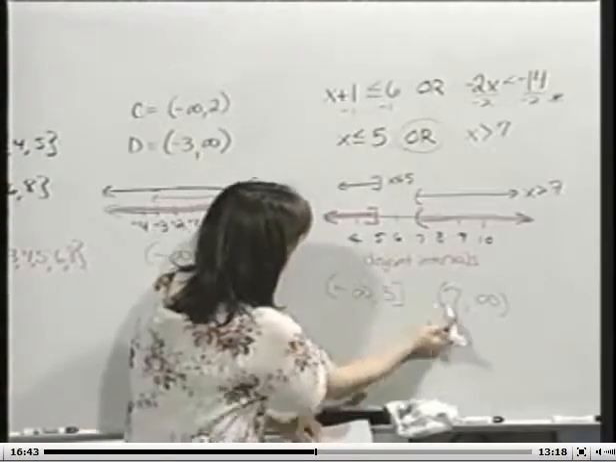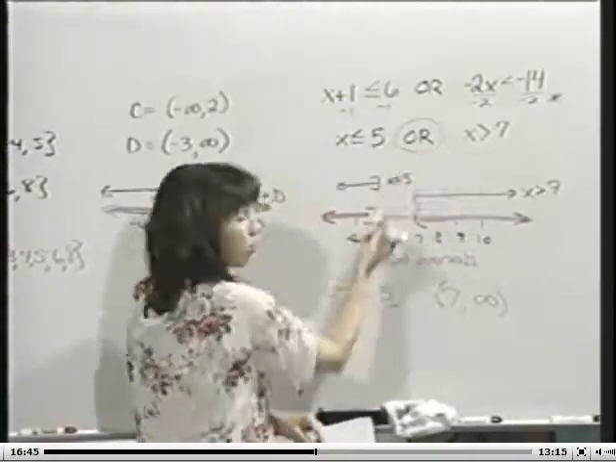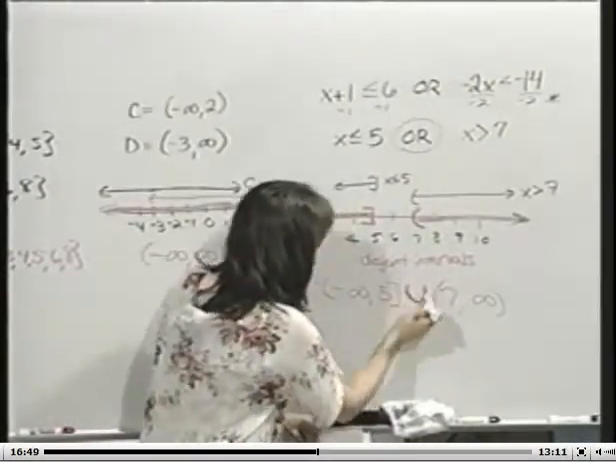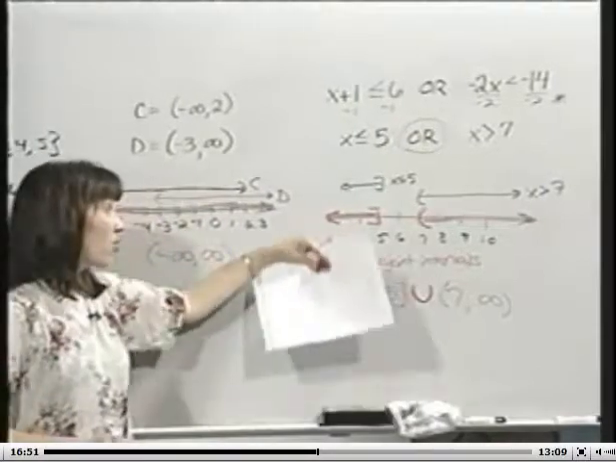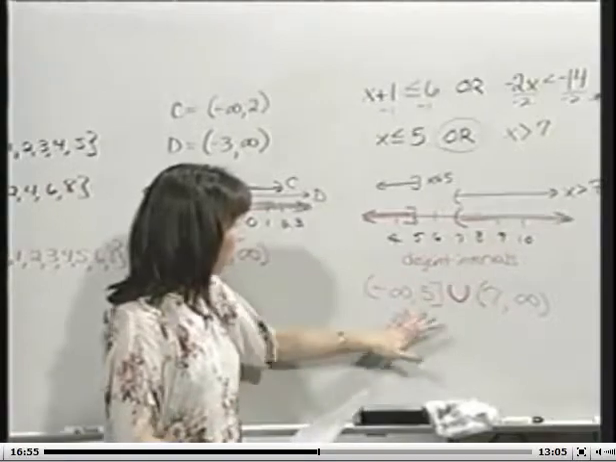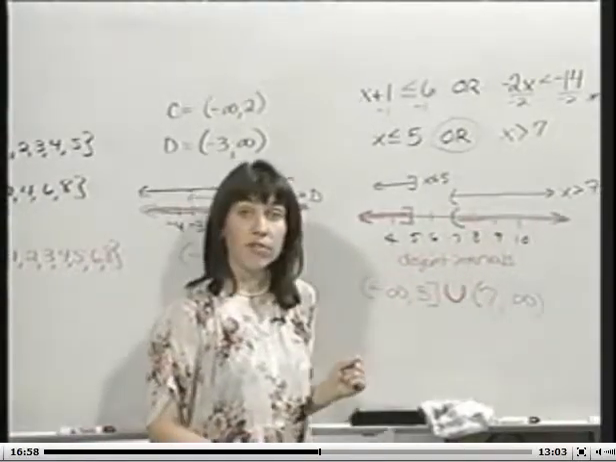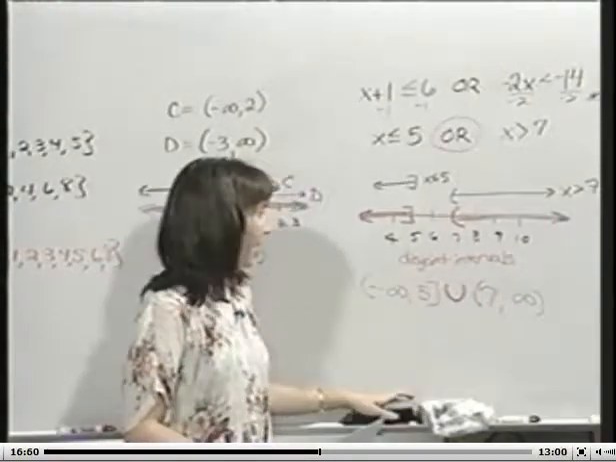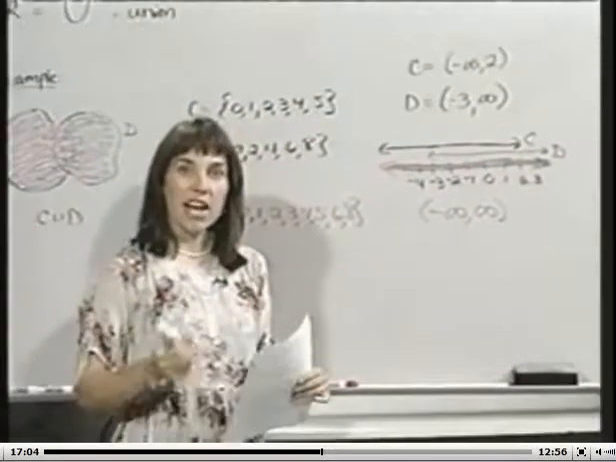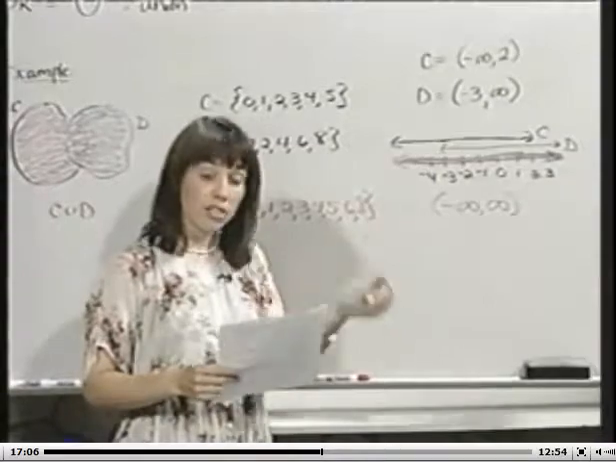But we want to union these together, right? We're unioning because the or means union. Union symbol is a U. So this is the interval notation to describe that picture right there. It's negative infinity to 5, union 7 to infinity. Okay. So I think we have the idea for what and or are and how they work. And is intersection, or is union.